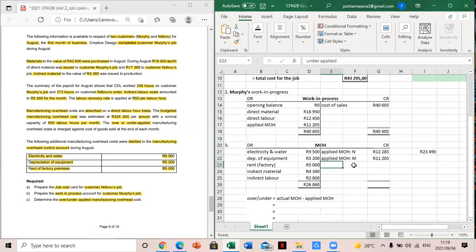So to get our over and under, in this case, it's going to be under because it's on the credit side. Had the credit side been more, it means that the balancing figure would have to be on the debit side, meaning that it would have an over. But in this case, the balancing figure has to be on the credit side. So that means we under applied, right? So how we then find our under applied, we're going to take the difference of the 26,860, which is a total, minus this amount.